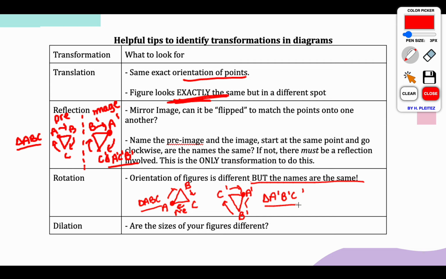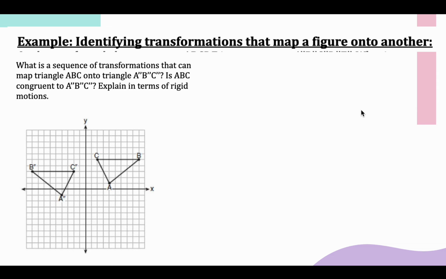And a dilation I feel like is the easiest one, because if the size of your figures is different, you know a dilation is involved. It's just a matter of, hey, what's my scale factor and what is my center, right? So just make sure you guys are looking for that. If the names of the figures are the same, you know that it can't be a reflection. And I feel like a reflection and rotation might be the hardest ones to identify, so make sure you use this table to help. So let's do some examples.